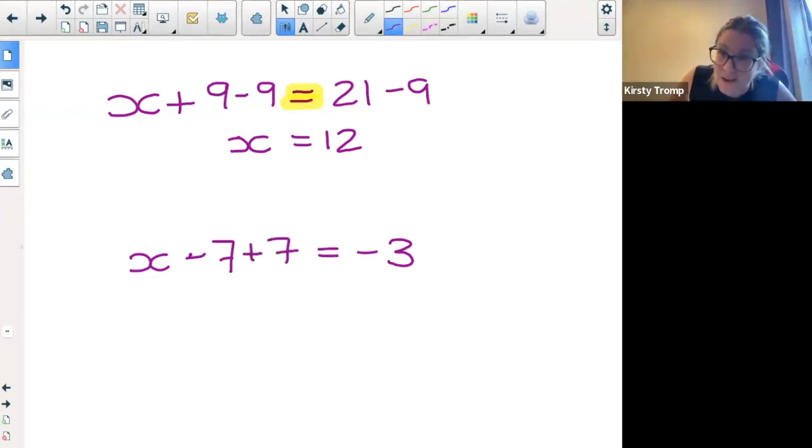Now that's a mirror. So whatever I do to that side, I must do to the other side. So I've got x left on this side. Ramsey, what's negative 3 plus 7? Switch it around. What's 7 minus 3? It's 4, ma'am. 4. Well done.